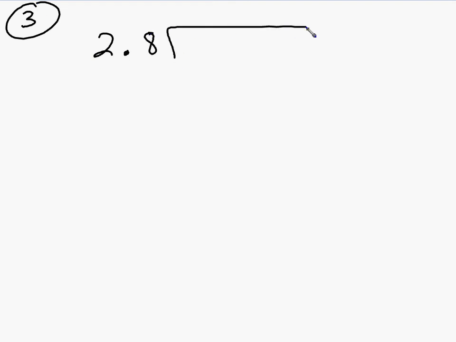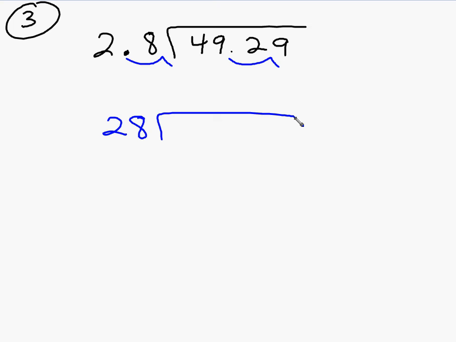Let's do one more problem. (2.8) into 49.29. Okay, we've got a decimal on the outside, so we need to move it. Let's just rewrite it. We're going to move it one place here, which means I move it one place here. Remember, those have to match. So this problem is going to become 28 into 492.9.